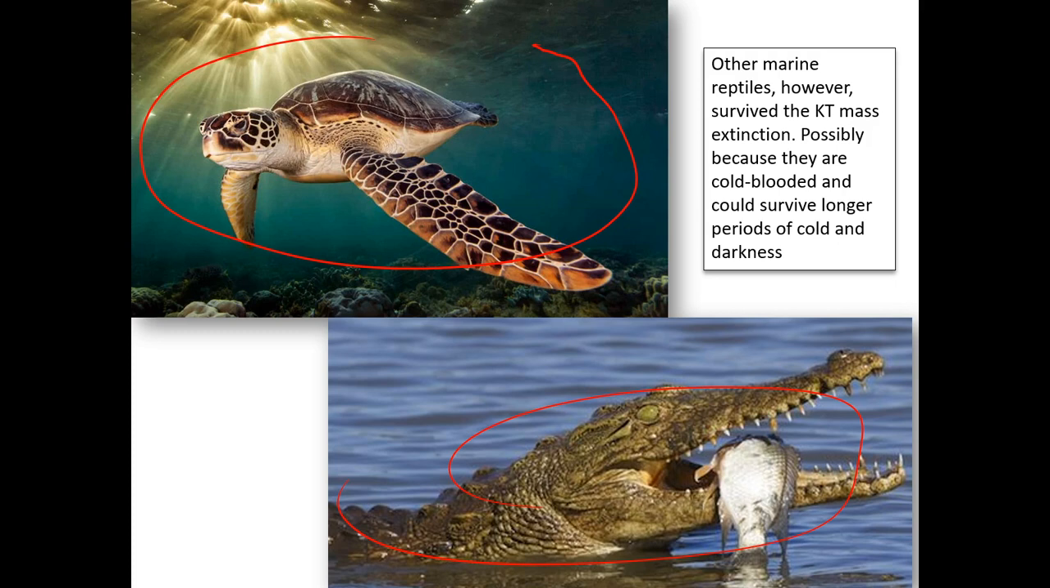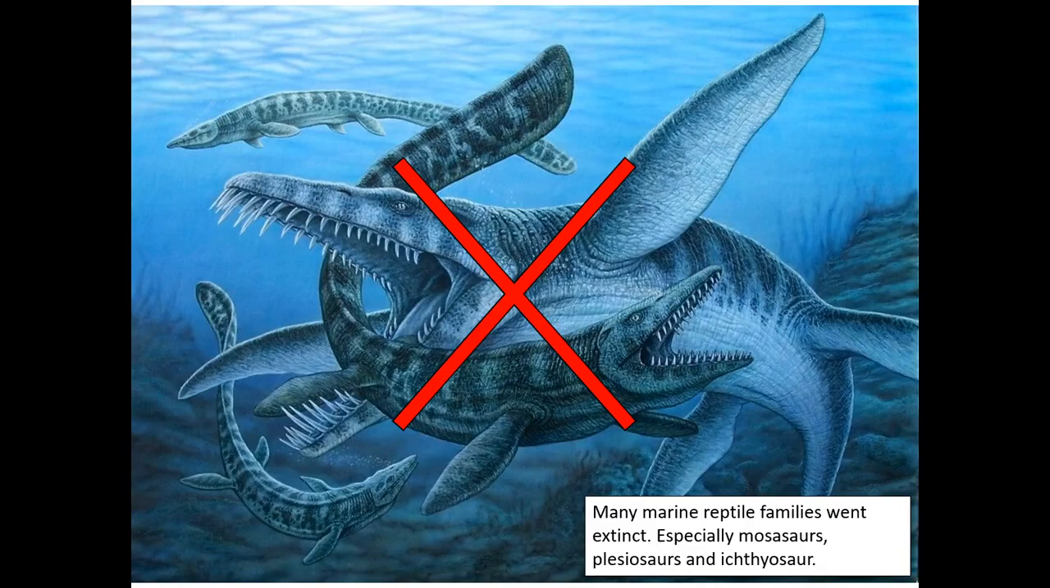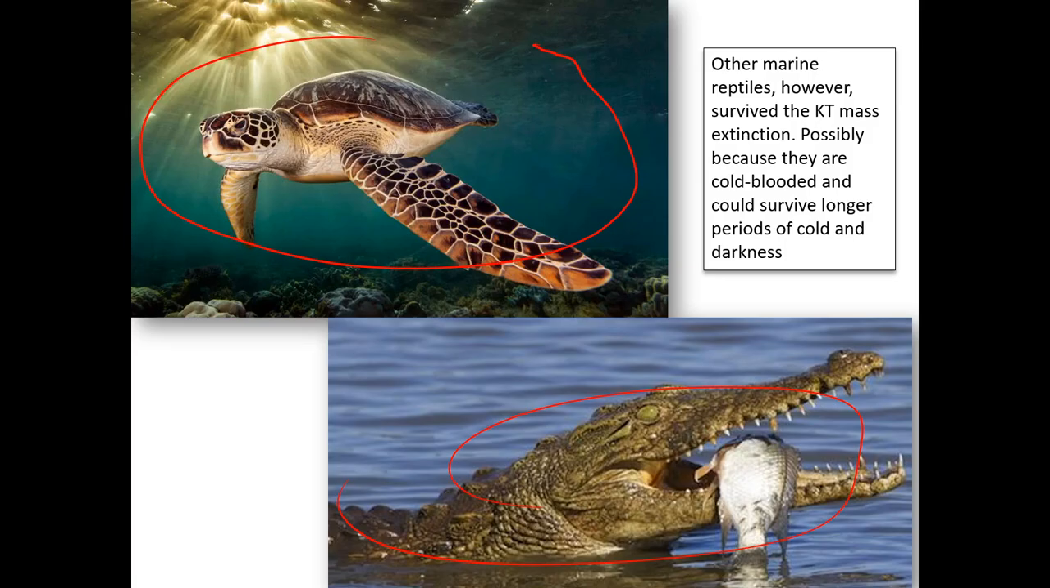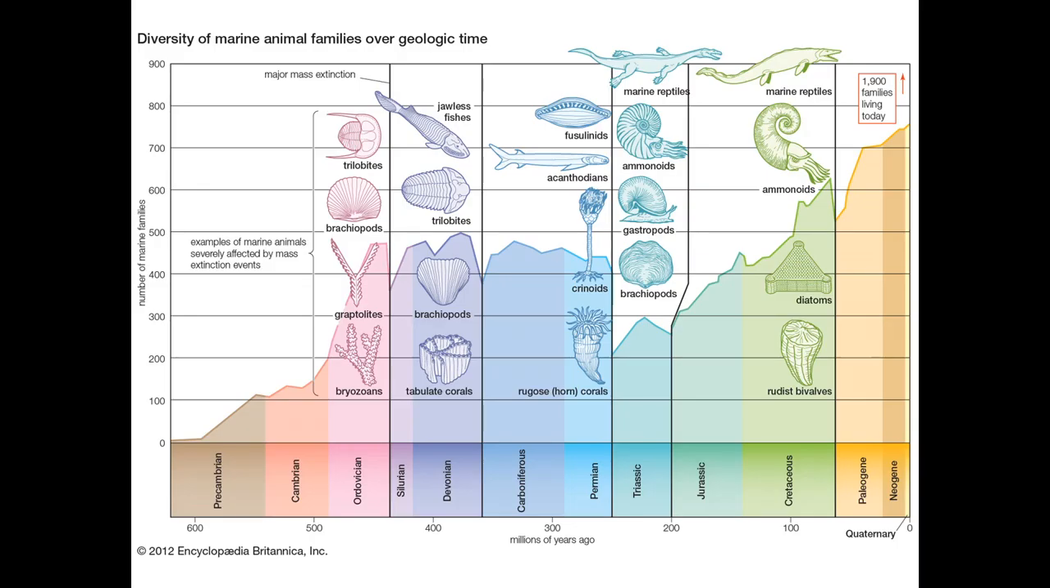We don't know. It's just a hypothesis, and it doesn't 100% make sense because obviously mammals survived; they're warm-blooded. But it does seem, for whatever reason, that the older cold-blooded reptiles did better. We don't exactly know why.